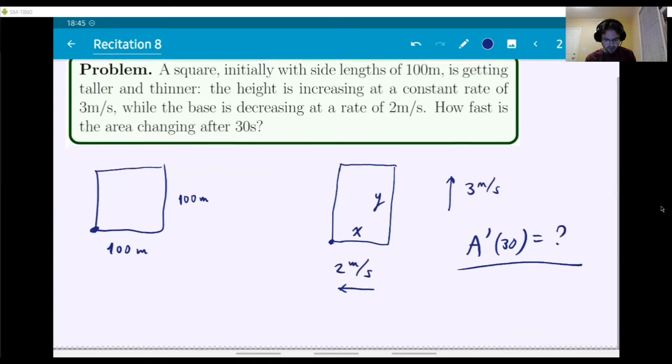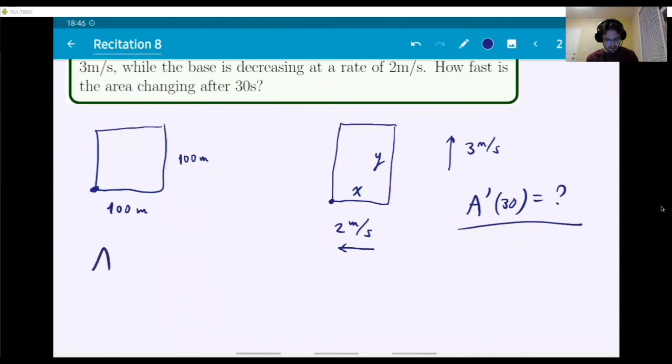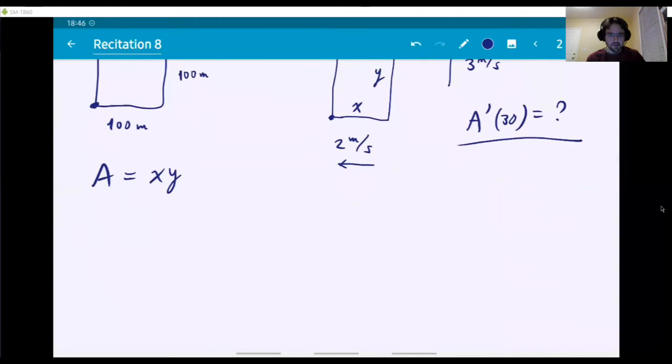So first of all, you need to find the relationship between all the variables in the problem. And this is the relationship. Area is x times y. This one could not be simpler. That's the area of a rectangle. So this relationship, once you find it, you try to find its derivative with respect to time before you start plugging in any values, anything that you know for them.